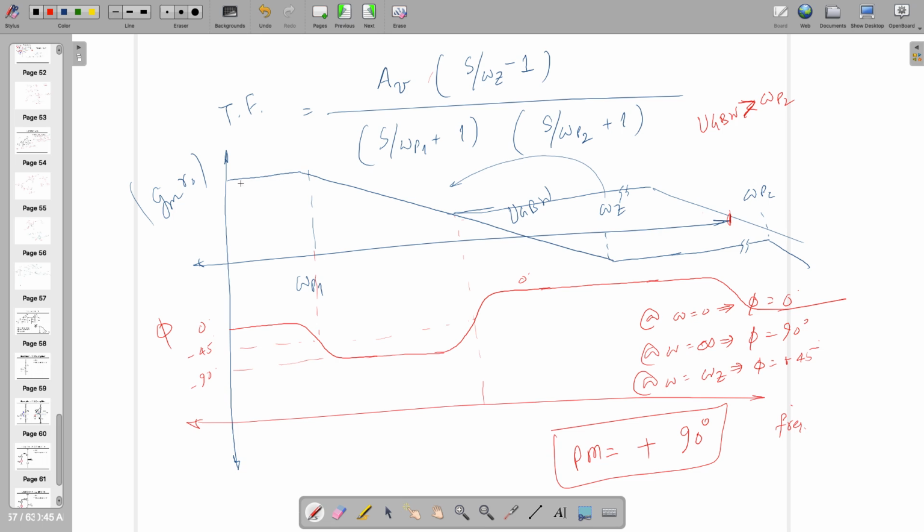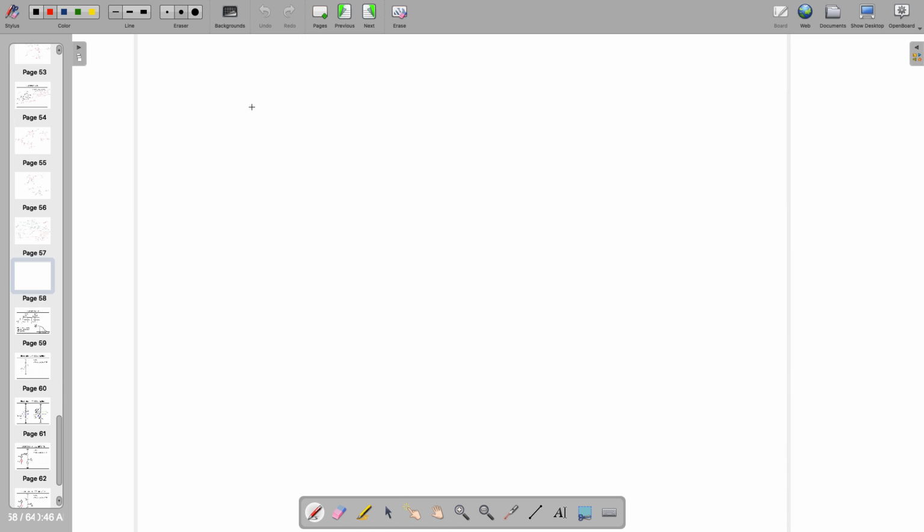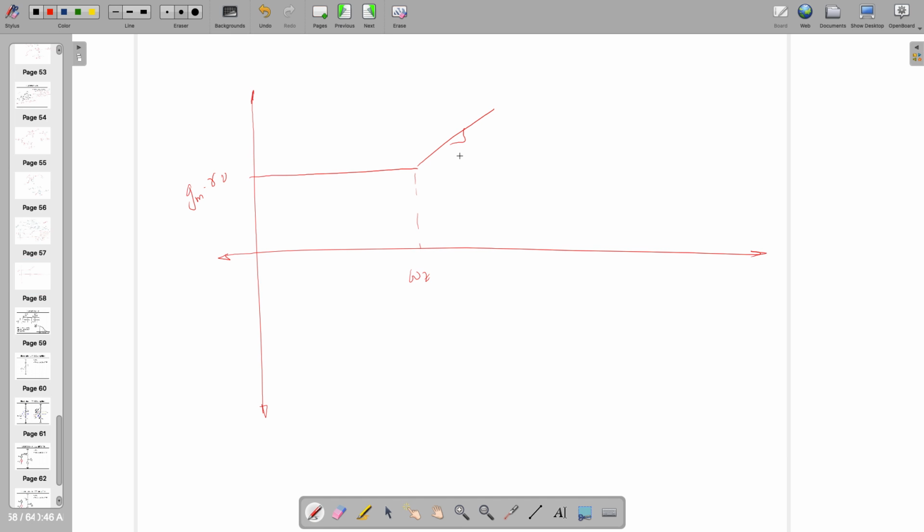Omega z might be before the pole also. If that is the case, then the magnitude response will look like this one. So this is gm times rho. Then at omega z, it will start with plus 20 dB per decade. Thereafter, with omega p1, it's 0 dB per decade because minus 20 dB per decade will be added. And thereafter, at very high frequency, you may have omega p2. Then UGBW will be observed accordingly, right?